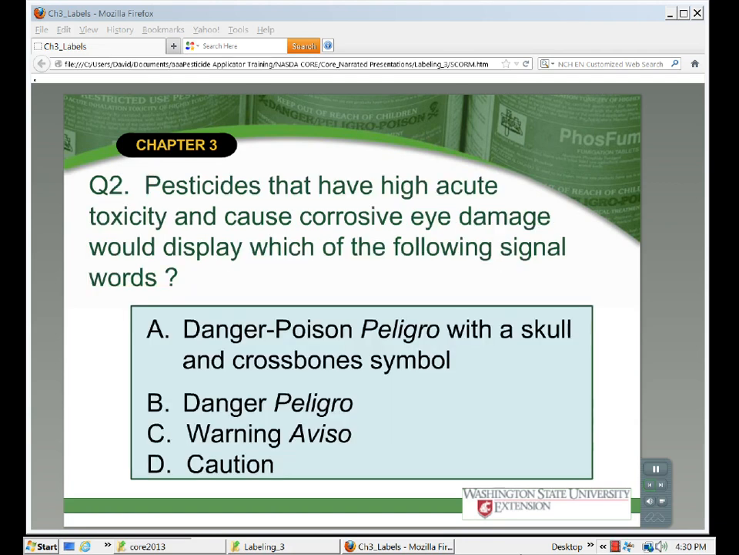Question 2. Pesticides that have high acute toxicity and cause corrosive eye damage would display which of the following signal words? Choice A, danger, poison, peligro with a skull and crossbones symbol. Choice B, danger, peligro. Choice C, warning, aviso. Choice D, caution.